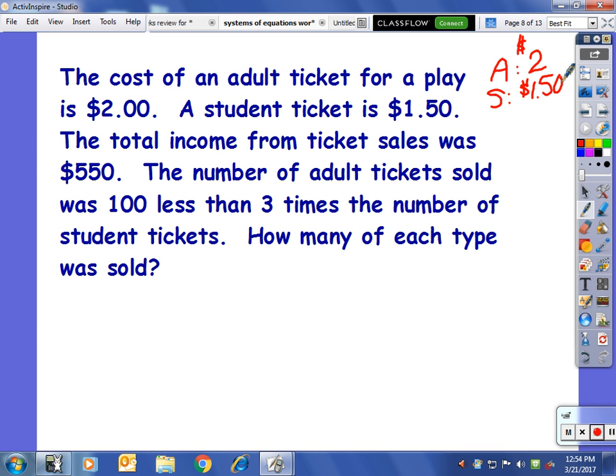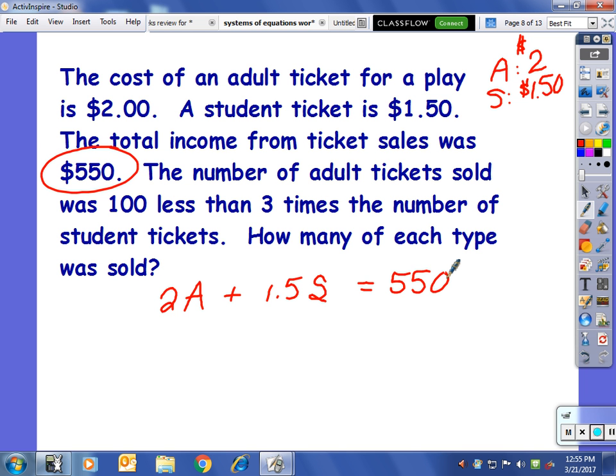What other number in the problem? The 550. Because that's how much money they made from those two different items coming together. Those two differently priced items coming together had a total value of $550. So what would that look like? $2 times every adult ticket plus $1.50. I just usually put 1.5 for $1.50. $1.50 times S equals 550. That's the one about the money. The total money earned has to include the cost of each differently priced item. It has to.